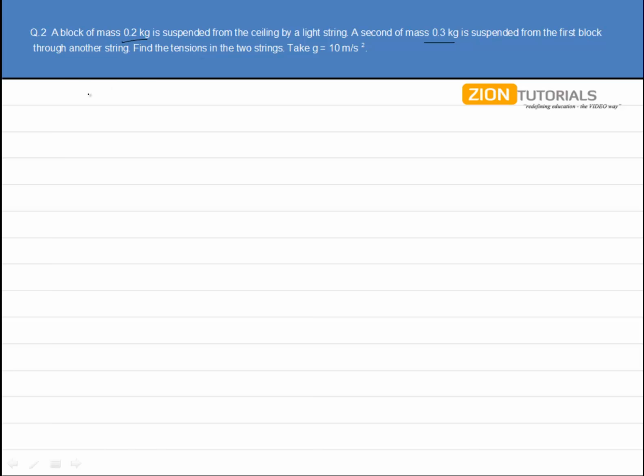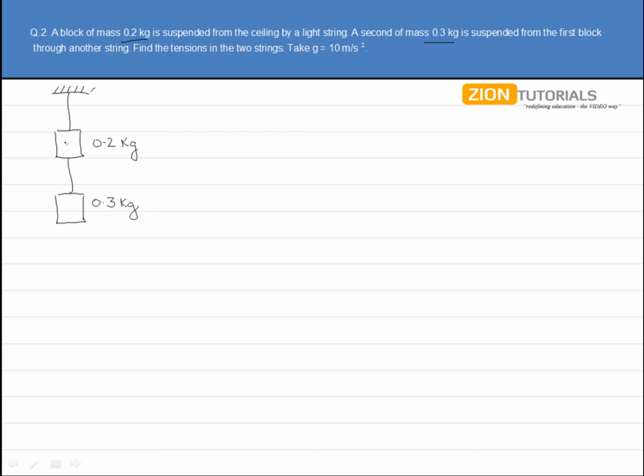Now, let us draw the diagram for the given question. We have this as the ceiling. The first block is hanging with the light string and the second block is attached to the first block. Now the mass of this block is 0.2 kg and the lower block is 0.3 kg.